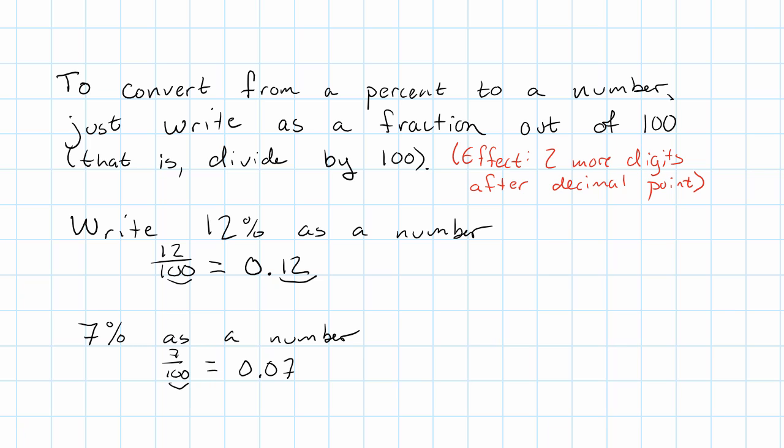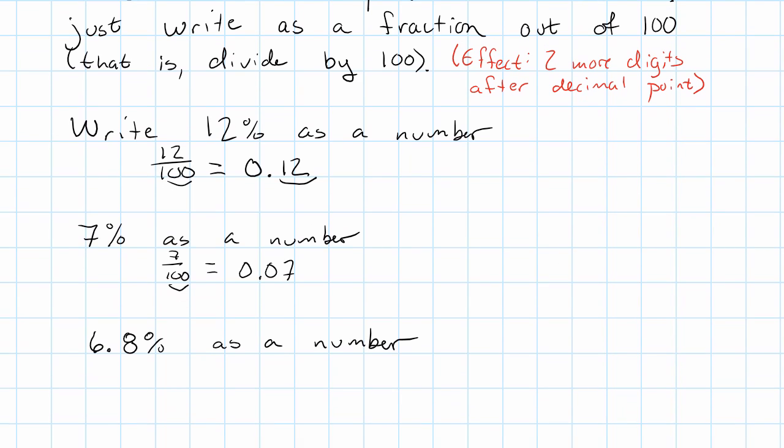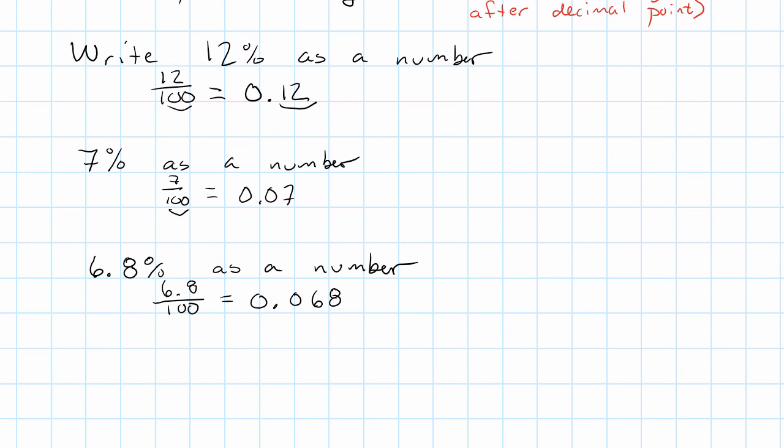We can say, write 6.8% as a number, right? That's 6.8 out of 100. We want 2 more digits after the decimal point in our answer, 0.068. Okay, we can also do this with fractions, right?